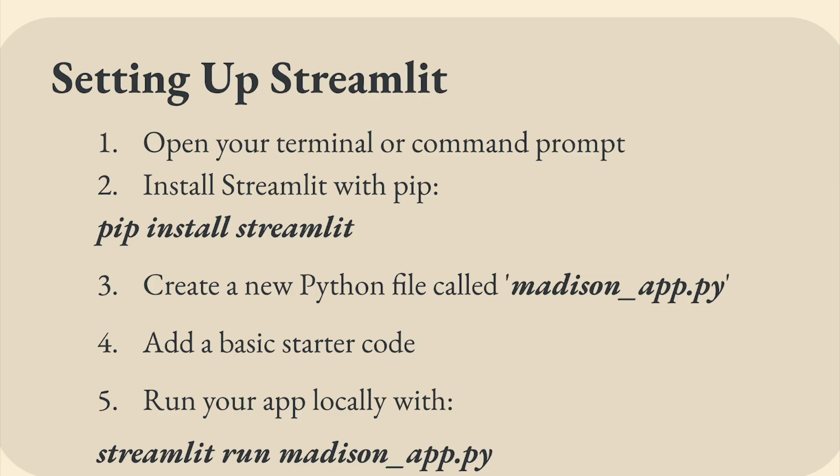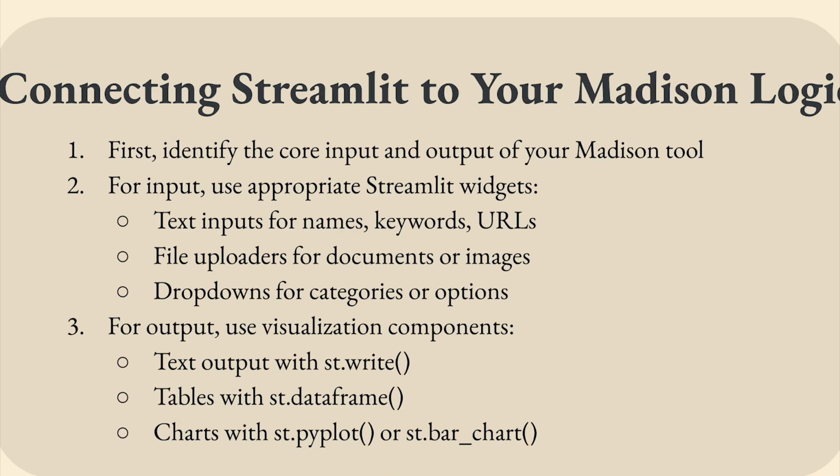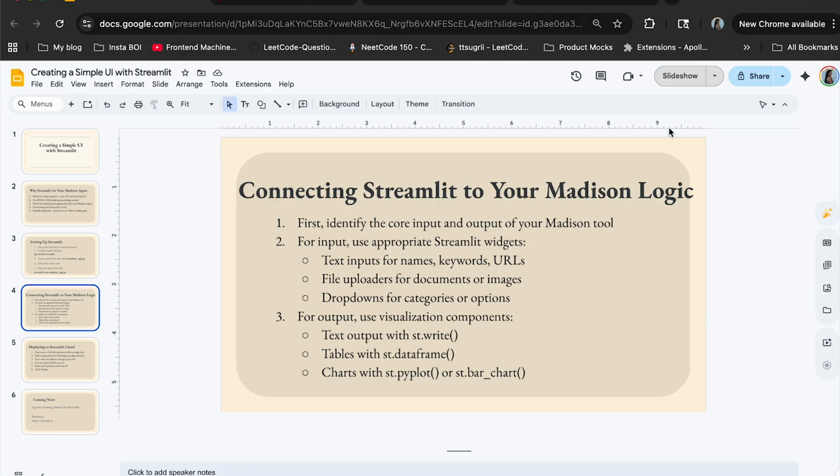Now let's connect this simple UI to your Madison agent's functionality. And these are the steps that you need to keep in mind. So first, for your project, identify your code input and output. And for input UI, you can use either a text input or drop downs. And for output, you can actually be creative. You can be innovative and use a chart or tables to visualize your data. You have complete creative freedom here. And let me just implement a simple brand analysis and give a demo.